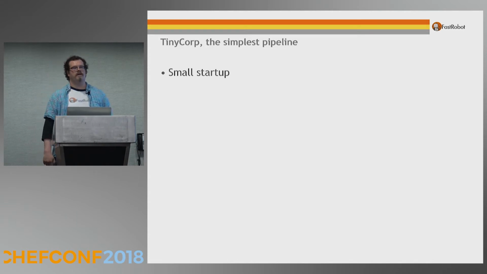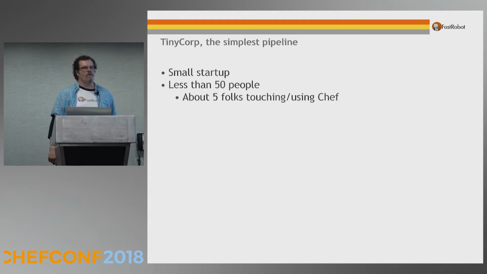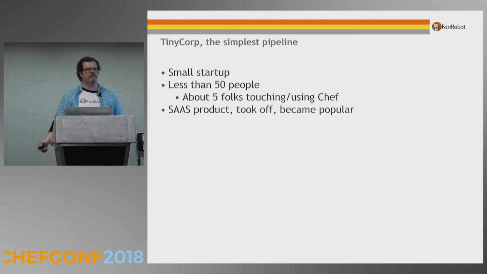Super small startup company. There are maybe less than 50 people. I only tell you the number of people so you get a feel for the bureaucratic and organizational overhead they might have around change control or the number of people they have to communicate with. They have something on the order of 5 people who are actively touching Chef and trying to instantiate policy on nodes by writing cookbooks, changing roles, run lists, etc. They had a software as a service product. It took off, started going well with that.